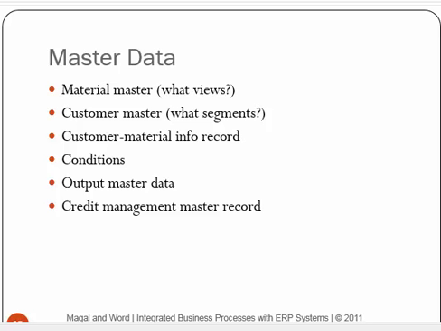What continues to exist? Of course, the material master. This is what I'm selling, the products that I'm selling. The customer master. And again, the customer has several segments, have several views, because different departments deal with the customer. Accounting will deal with the customer. Sales will deal with the customer. Customer relationship management that track the interaction also look at the customer. And then we have something called the customer material info record.